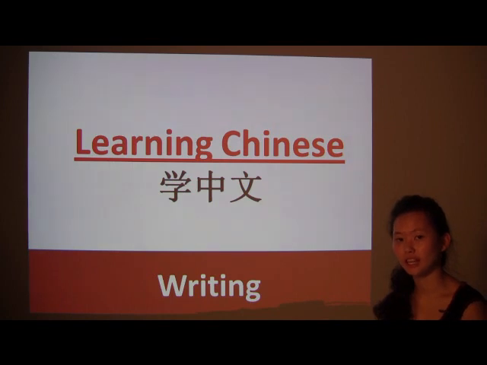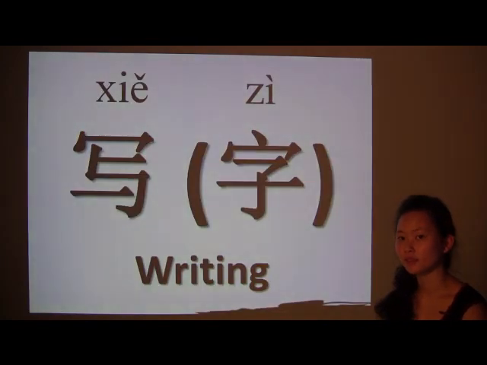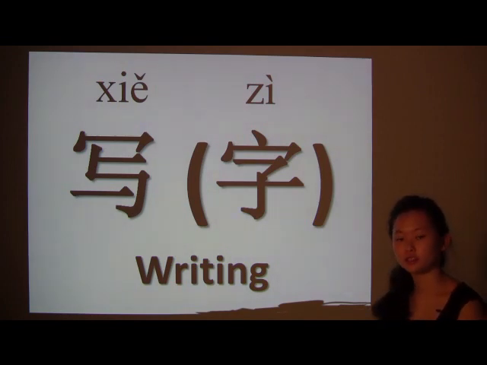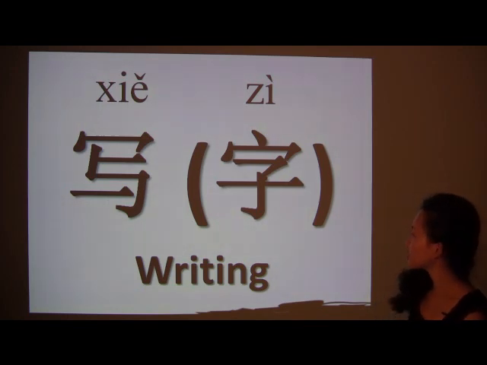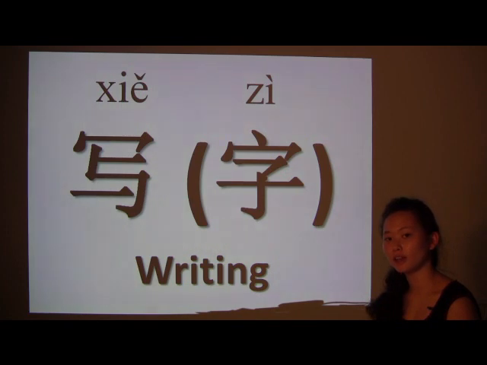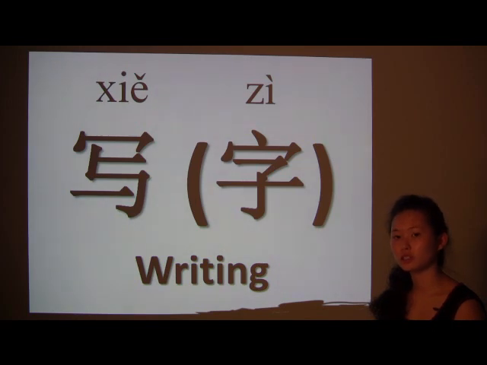And since we're here, I thought that we should just go over how to recognize the words for writing in Chinese. Writing in Chinese is 写, 写. You can also add 字, 写字, which stands for writing words. Or you could just say 写, which is writing in general.